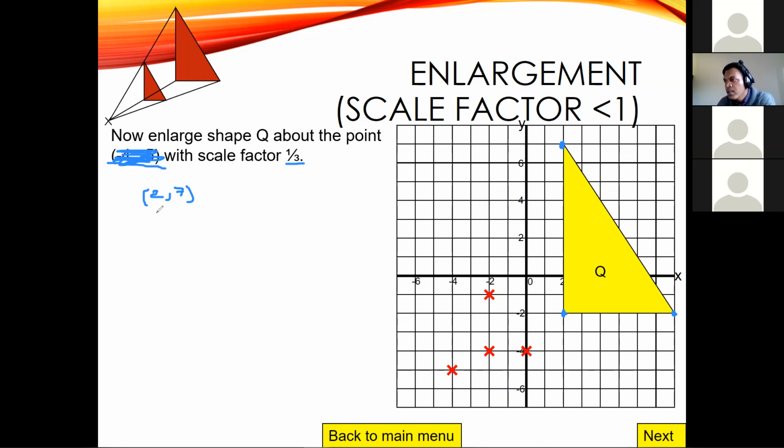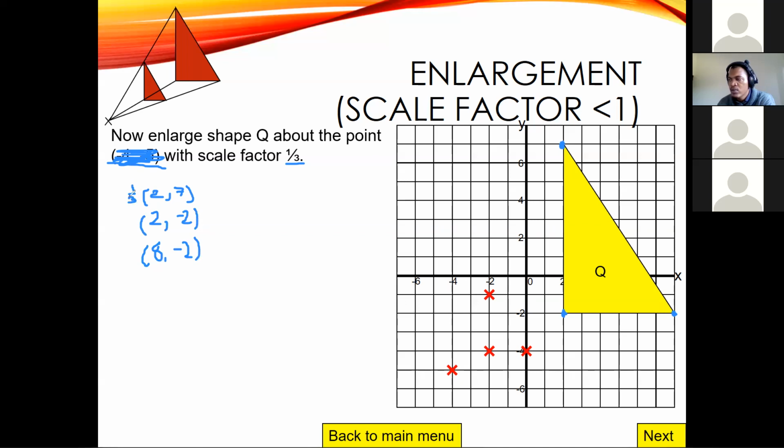We have another one where x is 2 and y is minus 2. And then we have another point over here where, if this is 2, 3, 4, 5, 6, 7, 8, x is 8 and y is minus 2. Okay, so these are the 3 points that we have. And remember the scale factor, you just multiply everything inside by that scale factor.